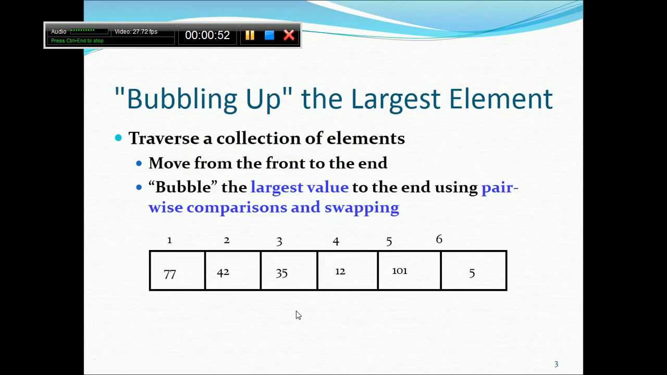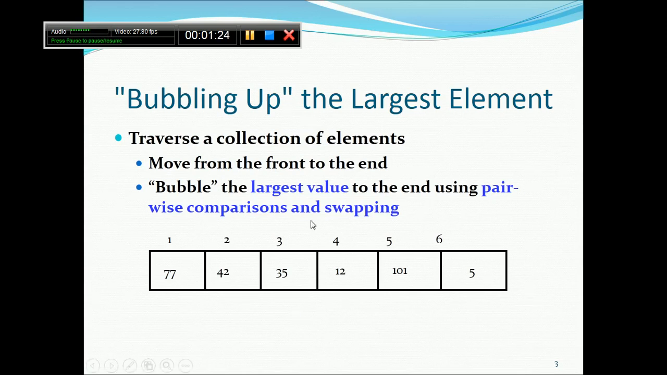Now the first is the bubble sort. Within the bubble sort, it is a very simple idea, called bubbling up the largest element to the last. I'm repeating this: the basic idea is bubbling up the largest element. How, we will see with an example and the algorithm also. Traverse a collection of the elements, move from the front to the end, and bubble the largest value to the end using pairwise comparison and swapping.